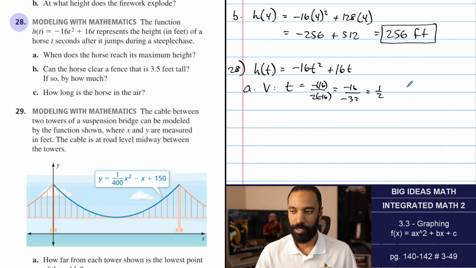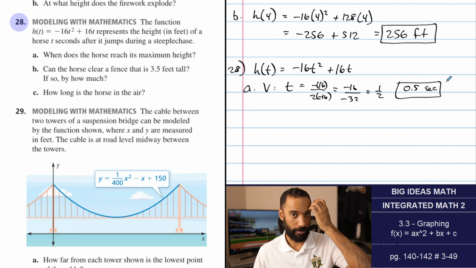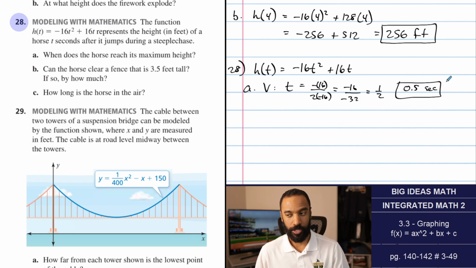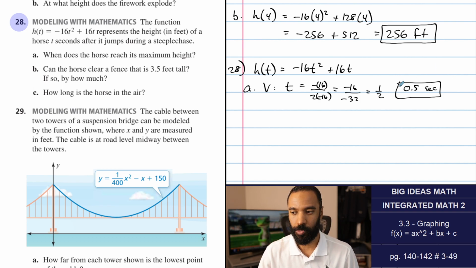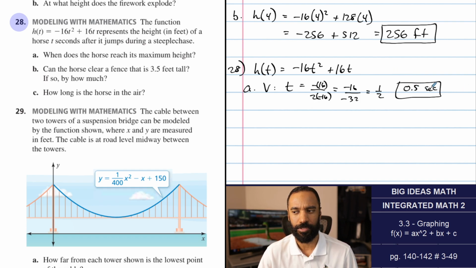So after half a second, or 0.5 seconds. You'll notice I tend to go to the decimal instead of the fraction with a word problem. You're going to see that quite often from me, because we say half a second, but I wouldn't say 5/2 seconds. This is fine. So 0.5 seconds into it.